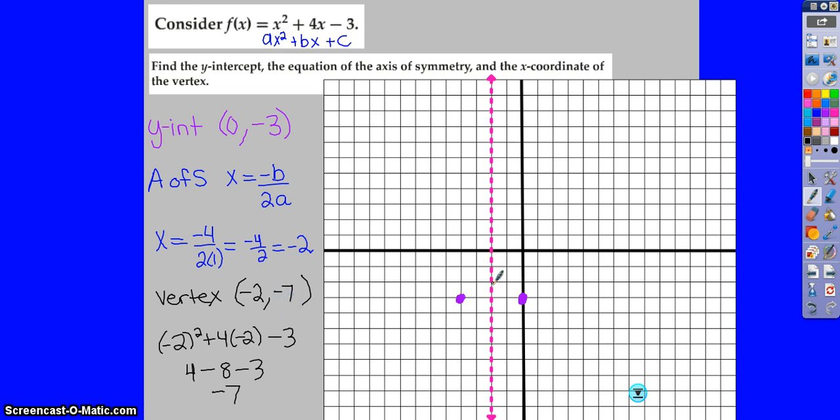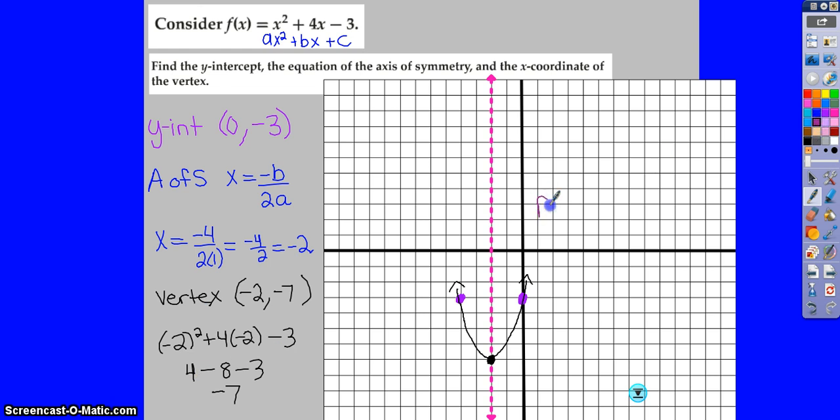So 2 left, 5, 6, 7 down. And there's a very general, good, rough sketch of what my parabola would look like. And notice that instead of having to make that full table and find all those values, I really only had to plug in the number one time.